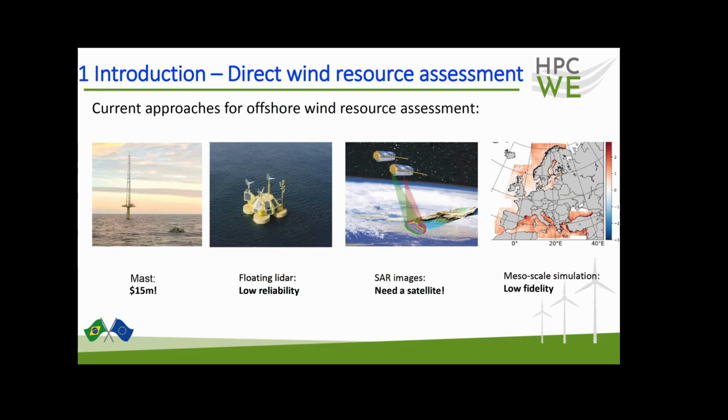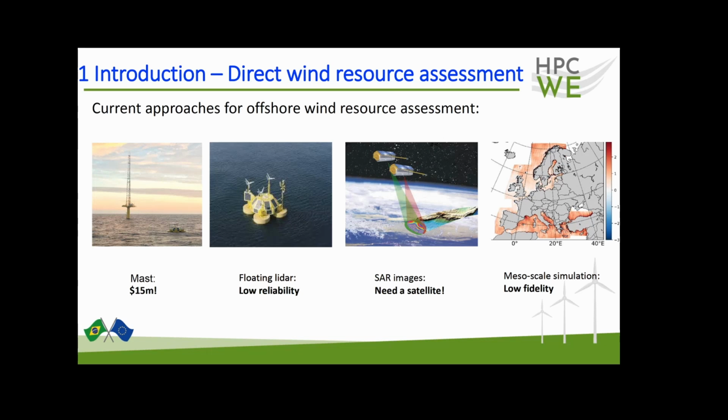Here we see the four most common approaches for the measurements. We start from masts. These are very accurate methods that can be used for national local regions. Unfortunately, they cost around $15 million. The second method is floating lidars. Lidars are a great source of wind speed measurements.